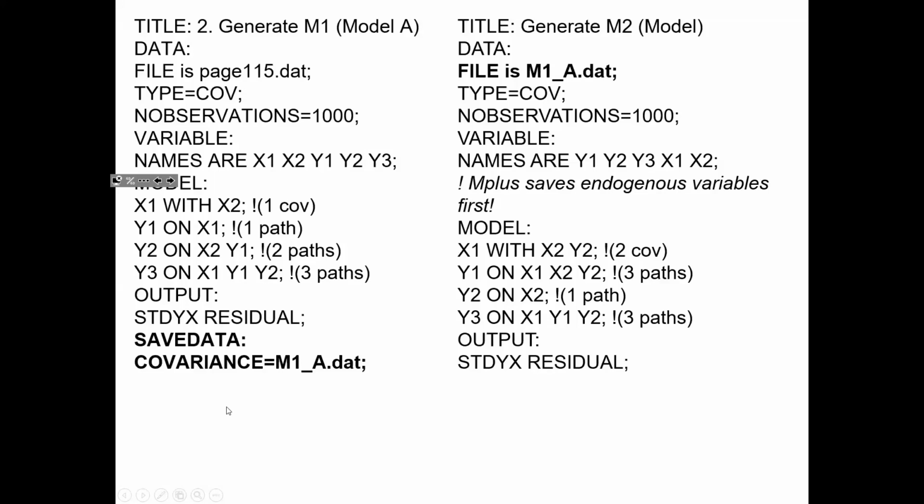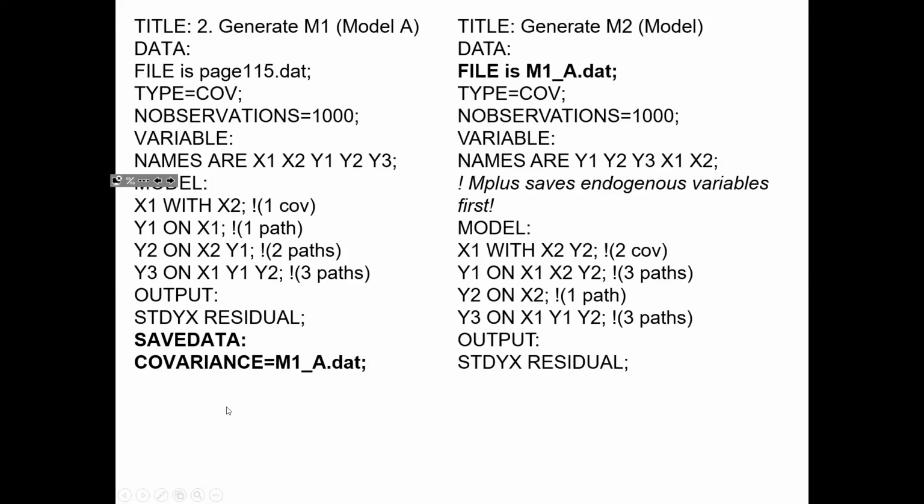So just remember, over here you can see I had x1, x2, y1, y2, y3. But when I came to this model 2, notice that when I'm using this covariance matrix, I say names are y1, y2, y3, x1, x2, because the endogenous variables show up first in that model implied variance covariance matrix, and then the exogenous variables. It'll otherwise follow the same order that you had, but endogenous variables will start first.